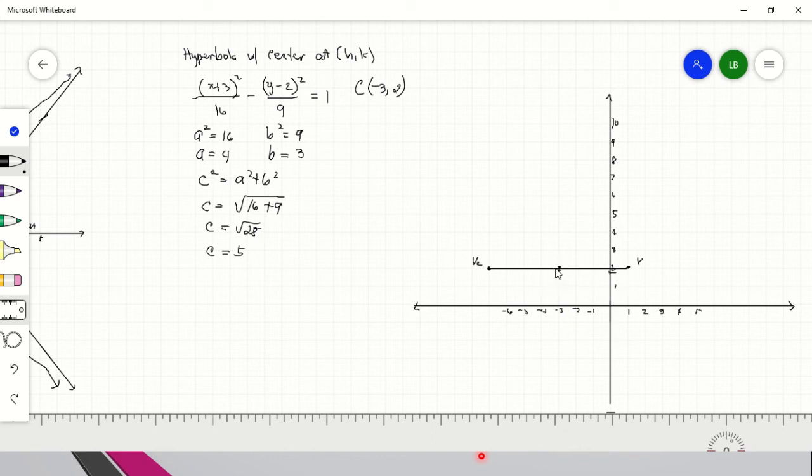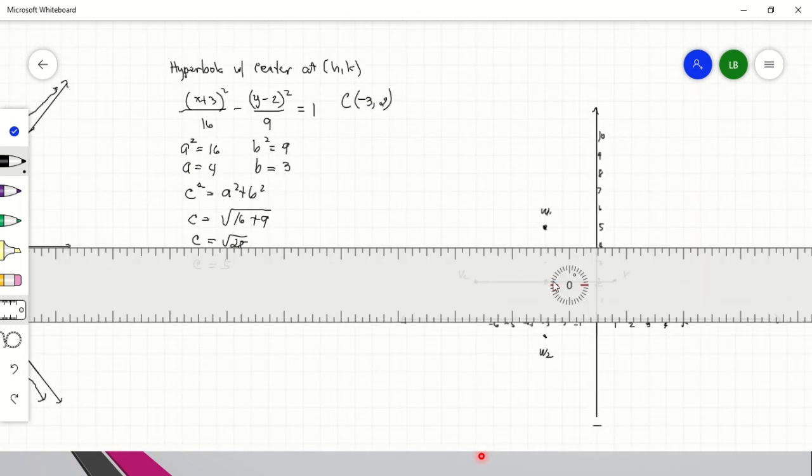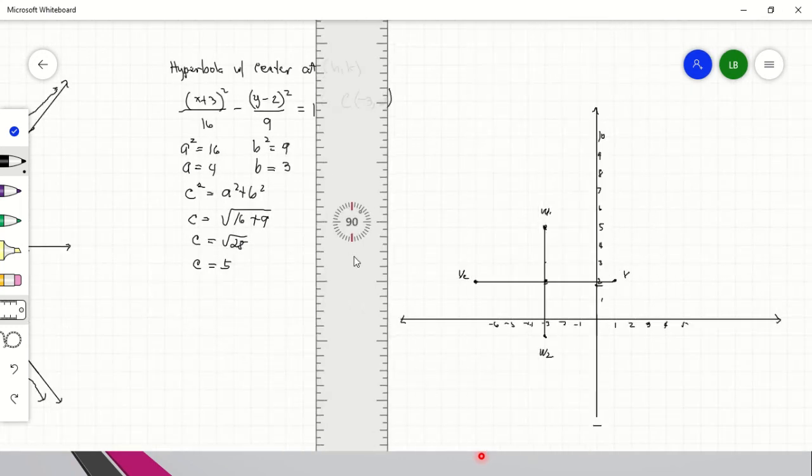Then, from the center, our b is 3. So, 1, 2, 3. Ito yung ating co-vertex. So, 1, 2, 3. Yan. So, ito yung ating conjugate. Ito yung ating transverse axis. Ito yung ating conjugate axis. This is our 2a. This is our 2b.